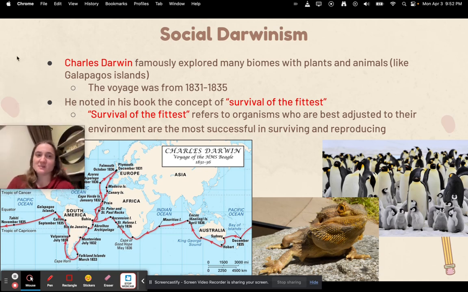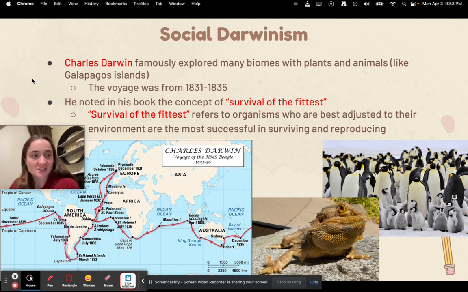I'm sure you talked about him in biology, but he was a super famous explorer who explored many biomes with plants and animals, such as the Galapagos Islands, which is his famous one. But here's a map of everywhere he went. And the voyage was from 1831 to 1835. One of his most famous things that he noted in his book was the concept of survival of the fittest.